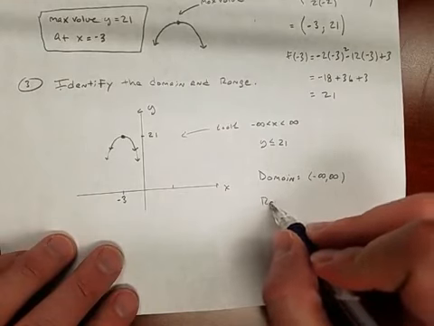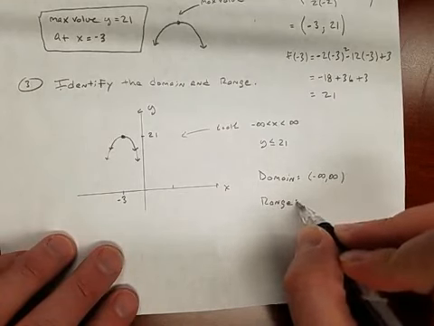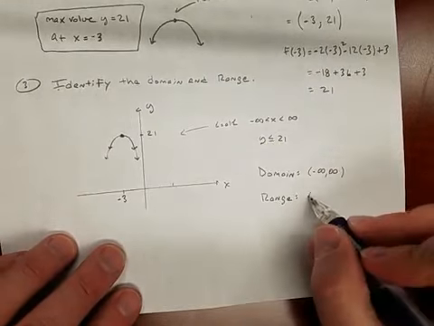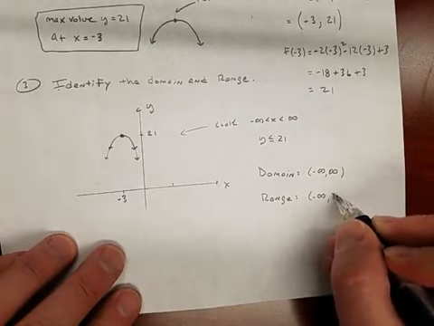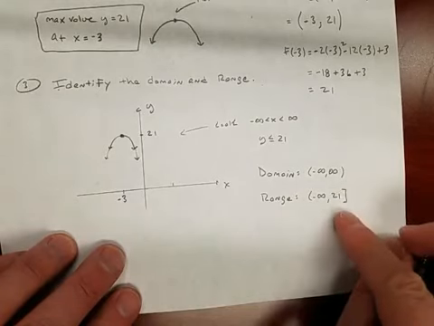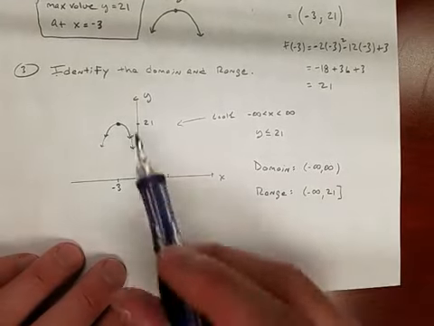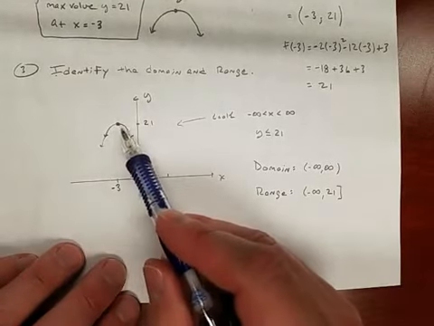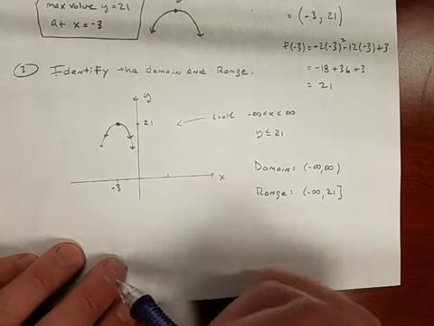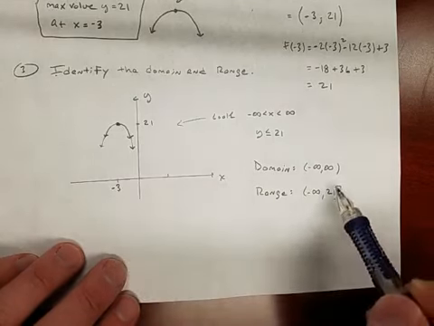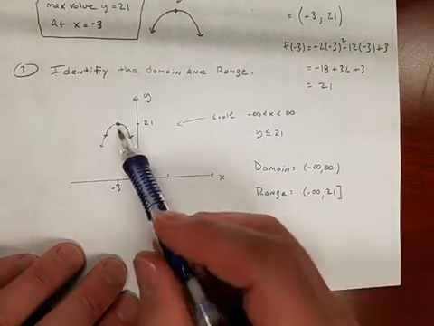The range has to be negative infinity to 21. We've got to include the 21, hence the bracket. What does that mean? It says y can be 21 or 20 and a half or 19 or anything less than that. But 21 is the most that y could ever achieve on that.